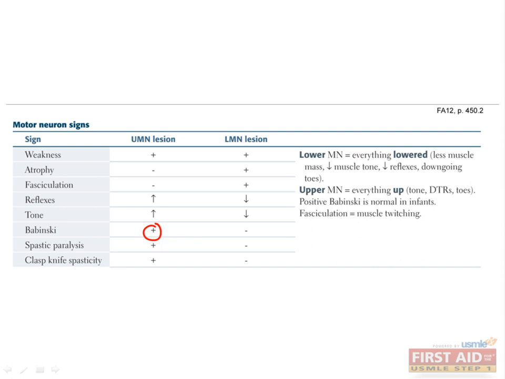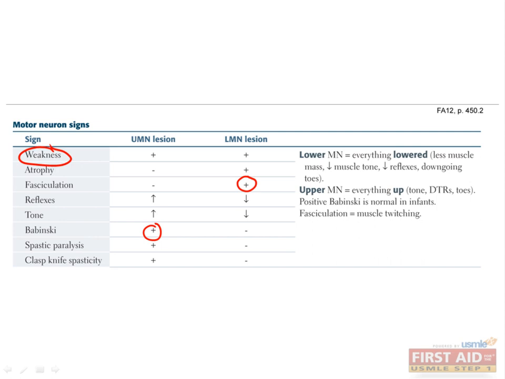Lower motor neuron lesions are problems anywhere from the neuron exiting through the ventral root out to the neuromuscular junction. Characteristics of lower motor neuron lesions include muscle atrophy, fasciculations, decreased tone, and decreased reflexes. Both upper and lower motor neuron lesions present with weakness.